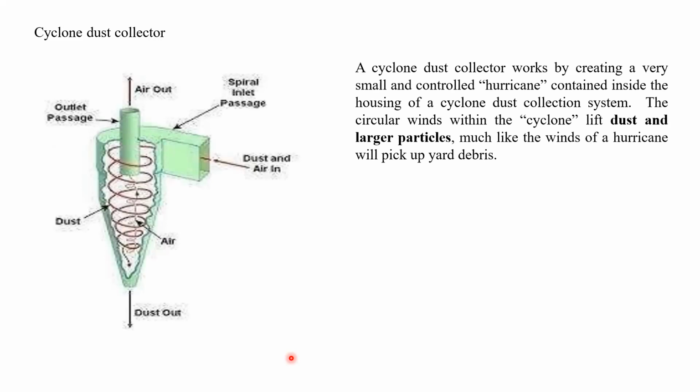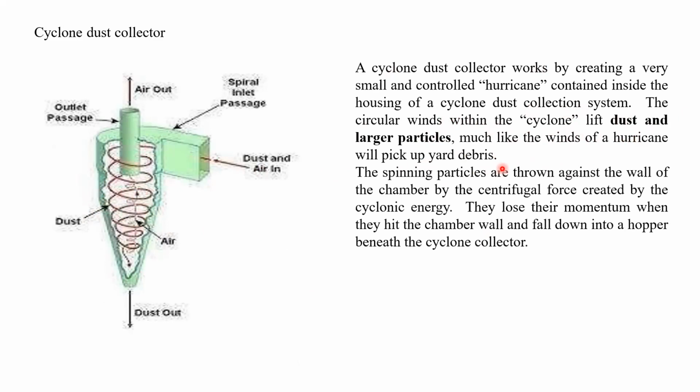A cyclone dust collector works by creating a very small controlled hurricane contained inside the housing. This is the cyclone separator. So a cyclone is created, like a hurricane. The circular winds within the cyclone lift dust and larger particles, much like the winds of a hurricane pick up yard debris, which we see in nature. The spinning particles are thrown against the wall of the chamber.